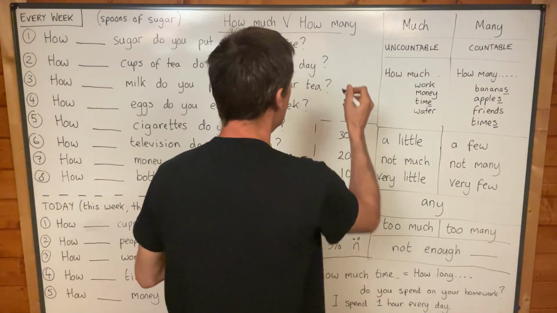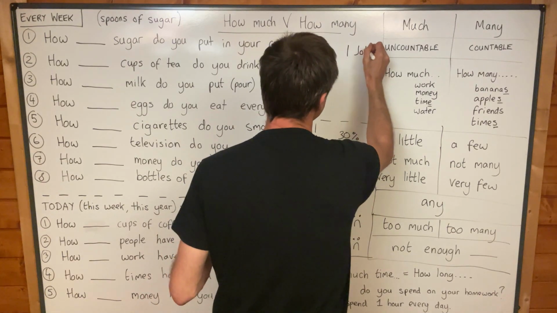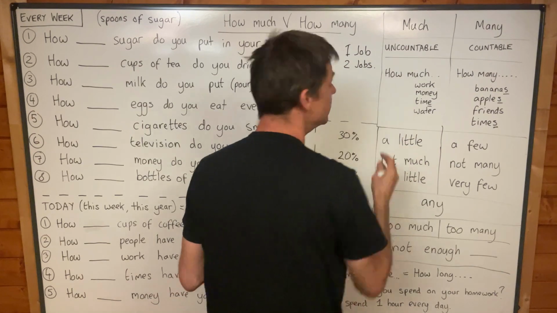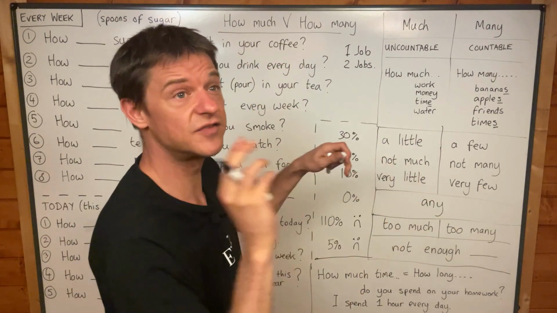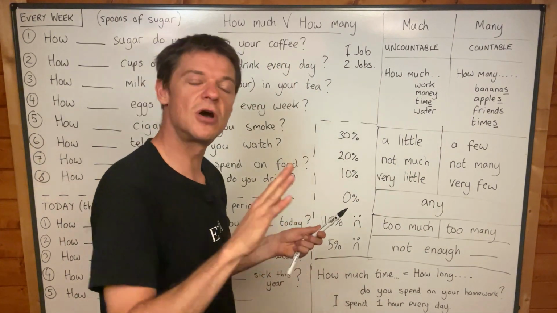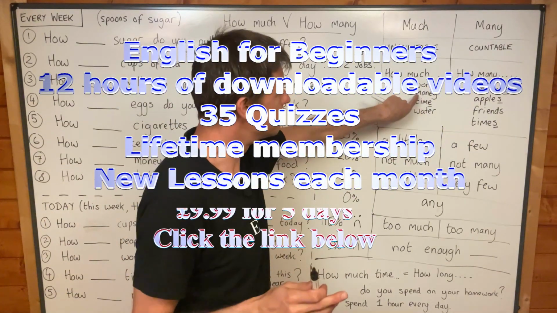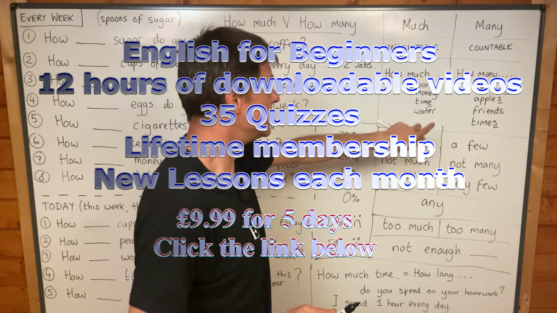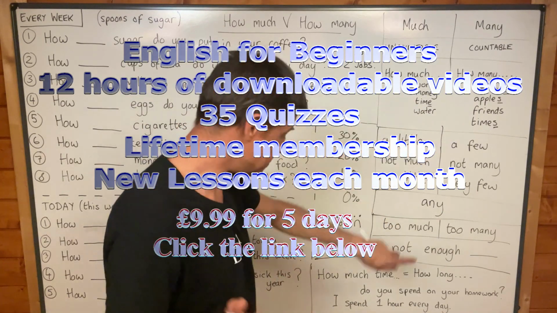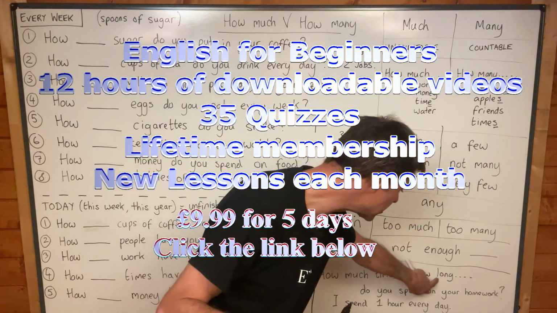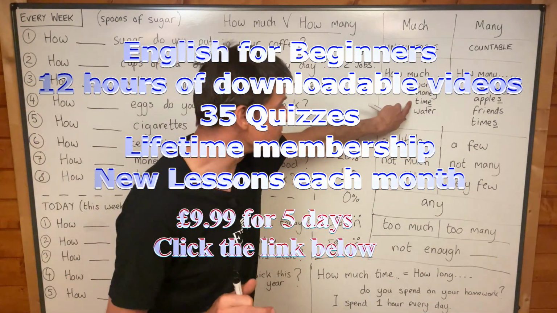I can say 1 job. Job is countable. 1 job, 2 jobs. So maybe you say he does 2 jobs. But you can't say 2 works. It's uncountable work. Money is uncountable. Time, when you mean how much time, when you mean how long, is uncountable.